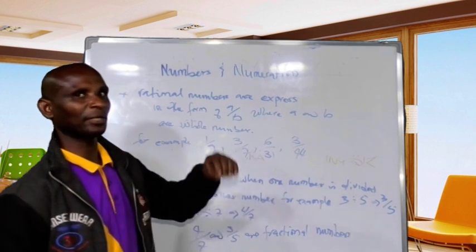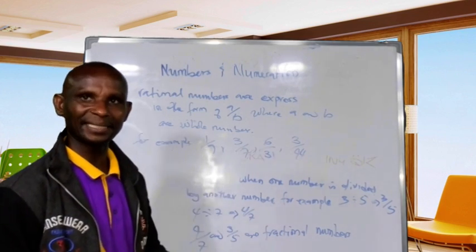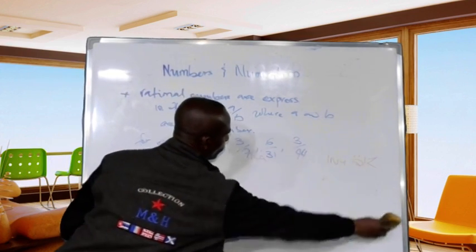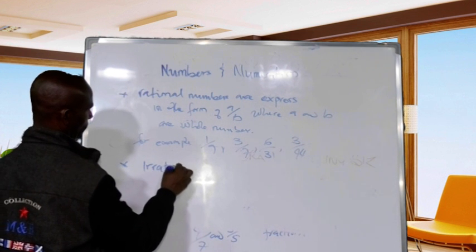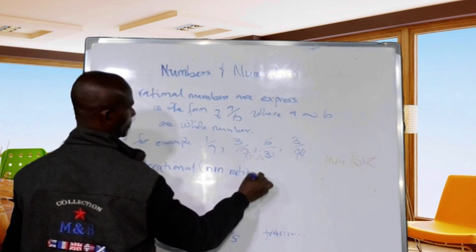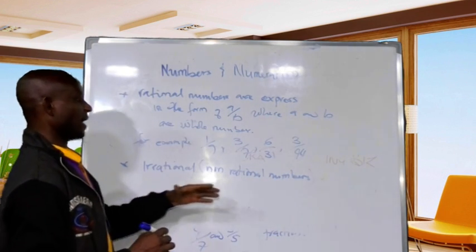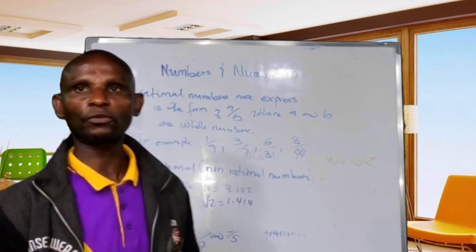Then we have what we call irrational numbers. These irrational numbers are numbers that cannot be exactly expressed in fractions, but they are not whole numbers. Irrational, or non-rational, numbers are numbers that cannot really be expressed as a fraction, yet they are not whole numbers.